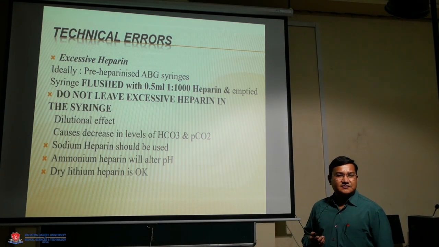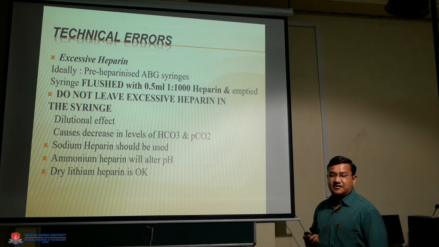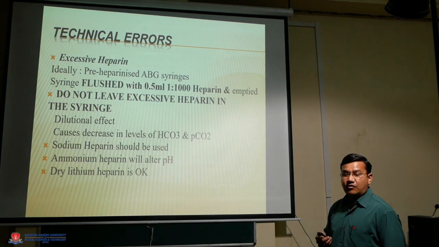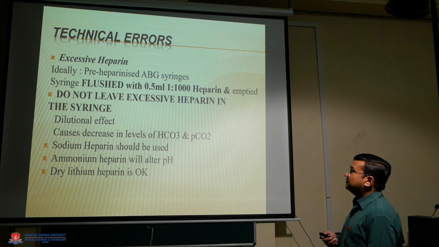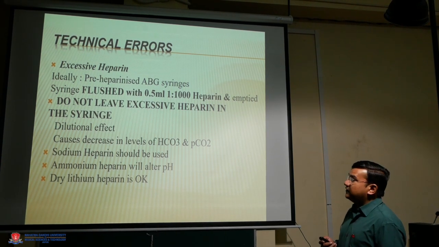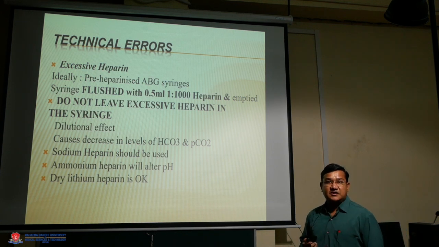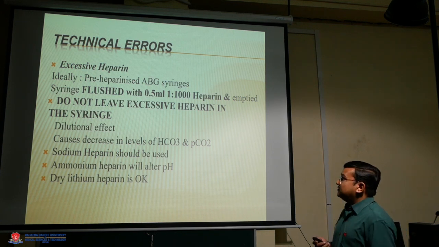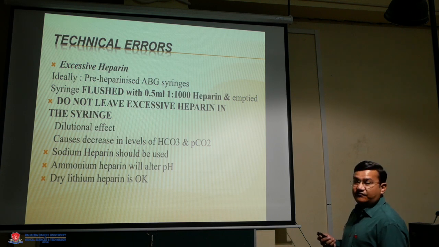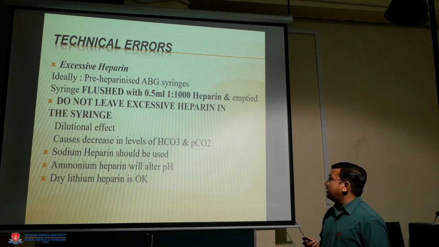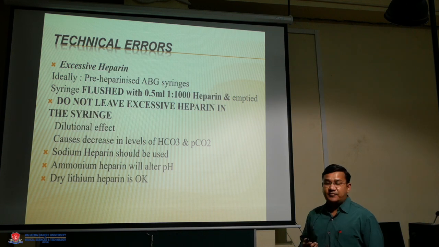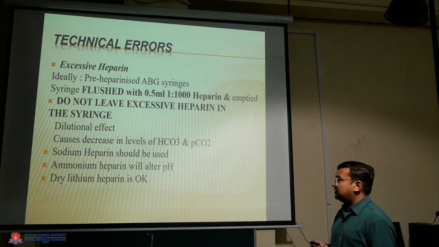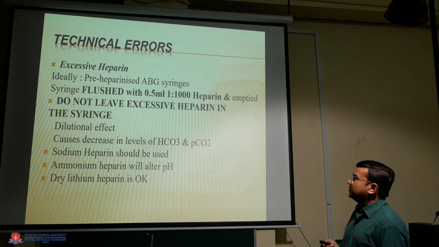Usually there are many technical errors in ABGs which can alter the picture of the ABG without any alteration in the patient's condition. If excess heparin is present in the ABG syringe, it can have a dilutional effect and cause a decrease in the level of bicarbonate and PCO2. Sodium heparin should be used; ammonium heparin will alter the pH, and dry lithium heparin is okay.